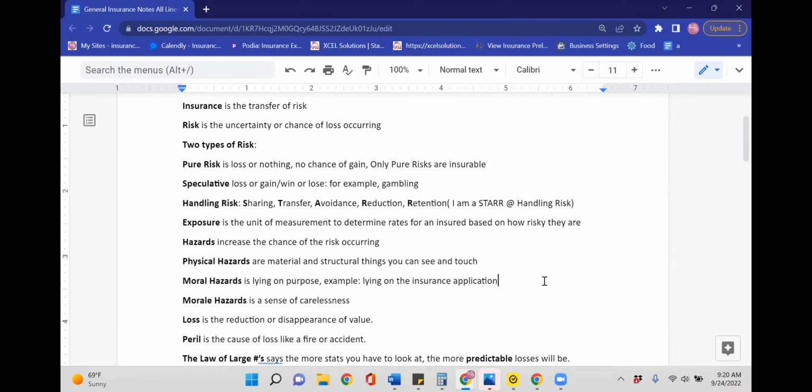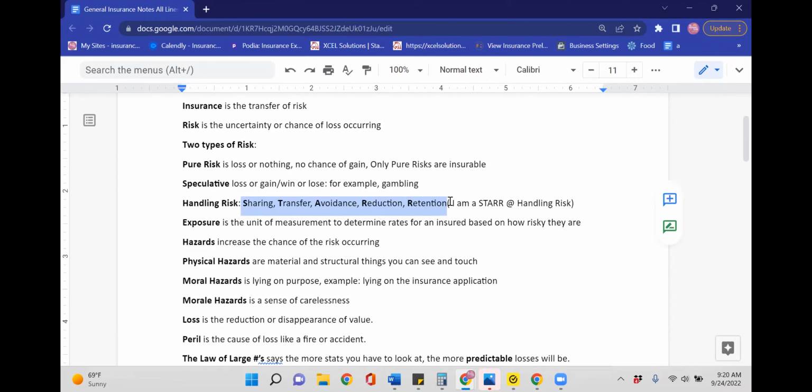S-T-A-R-R, okay? I am a star at handling risk. Now, it is more important for you to remember these words than to know what each one means. So keep in mind, the exam is 70%. You don't need 100% to pass. Some states are 80, like Nevada is 80, Michigan is like 72, 73. Most of you only need a 70.